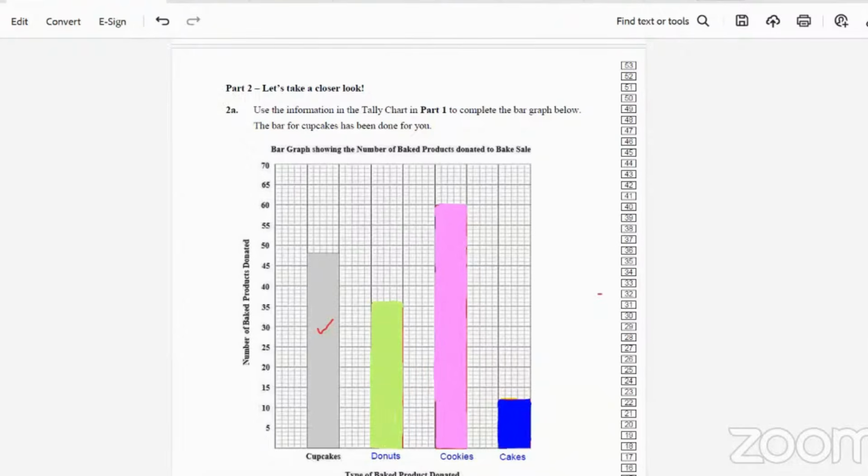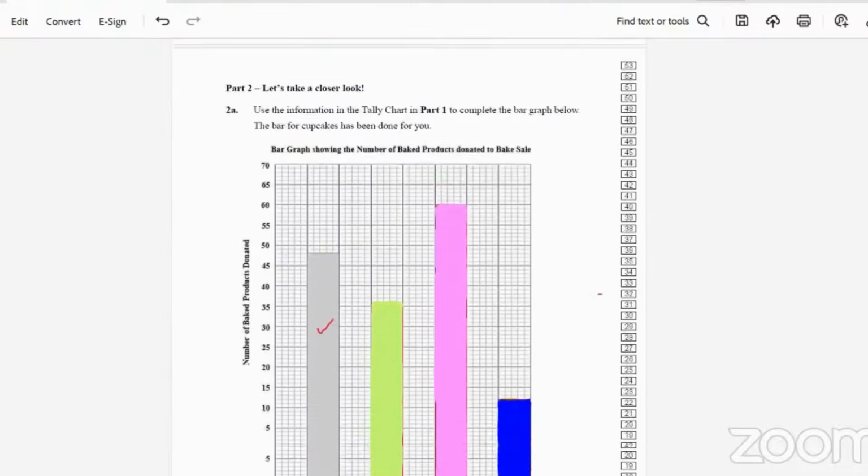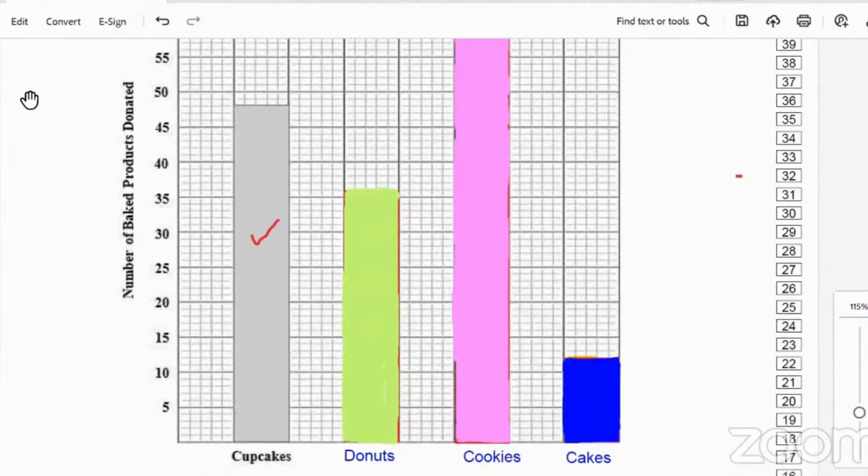All right, so let's look quickly back at the tally chart to see what the numbers were to be able to complete our bar graph. So let's look at the donuts, okay? So it's the information from the tally chart. We're now going to put in 36 for donuts, 60 cookies, and 12 cakes. As I said, I went ahead and did this in the interest of time. I'm going to try to zoom it just a bit so you can see where the numbers fall. So for donuts, it was 36. So the 35 mark was about here. And then one more would make it 36, okay? So that's where I stopped.